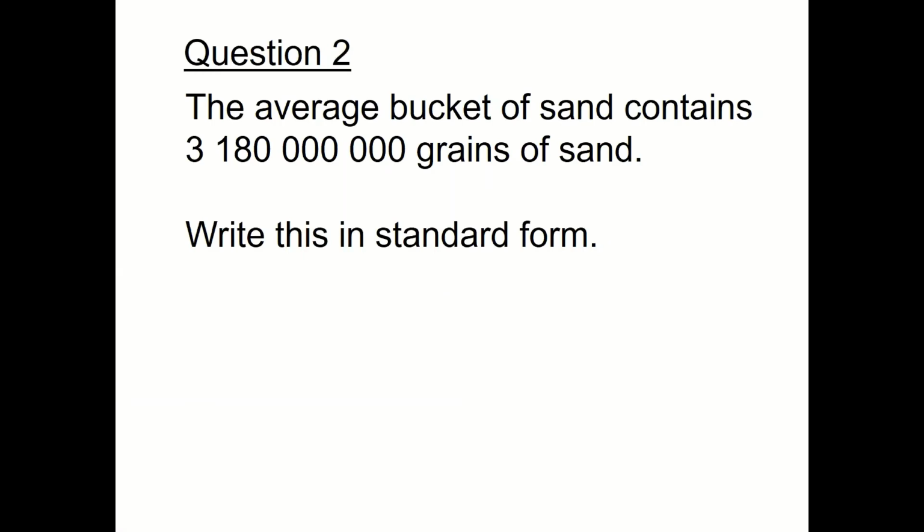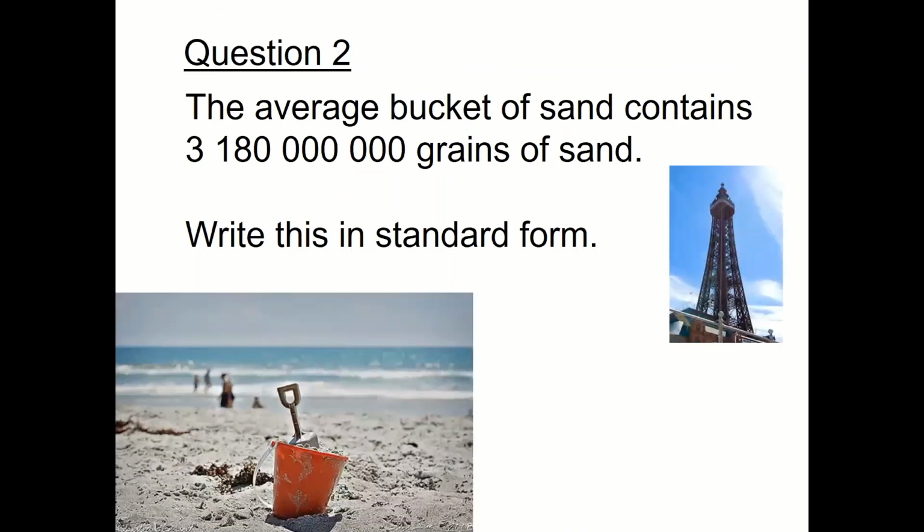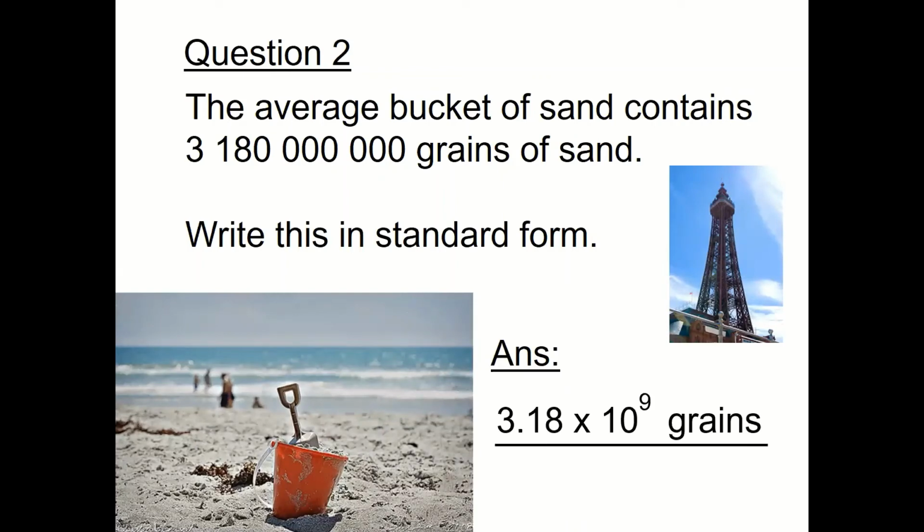The average bucket of sand contains 3,180,000,000 grains of sand. Write this in standard form. Okay, and our next one and final one will be converting from standard form into normal form. So we are going backwards now.